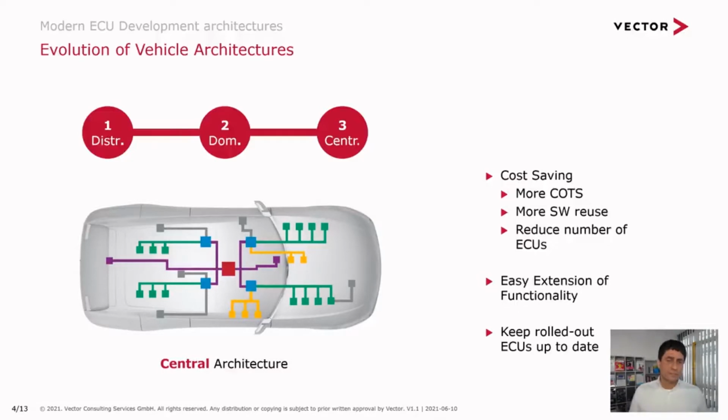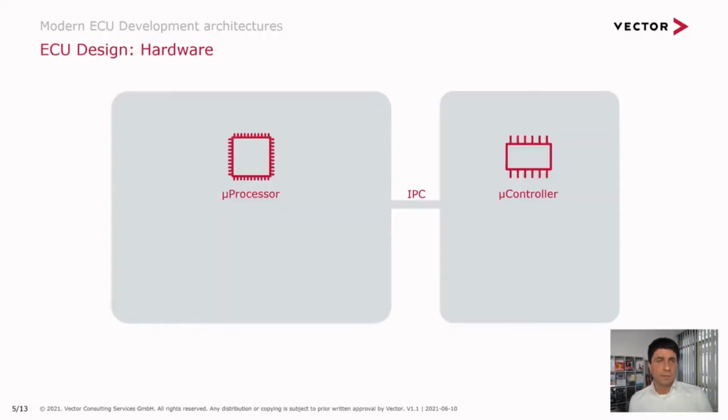And I would say at the moment we are past this domain architecture, and we are moving towards the central architectures. Let us have a look inside such an ECU. Starting with the hardware perspective, we see two main portions, the microprocessor portion and the microcontroller portion. It is essential that those two do not overlap each other, but extend each other because of their inherently different properties.